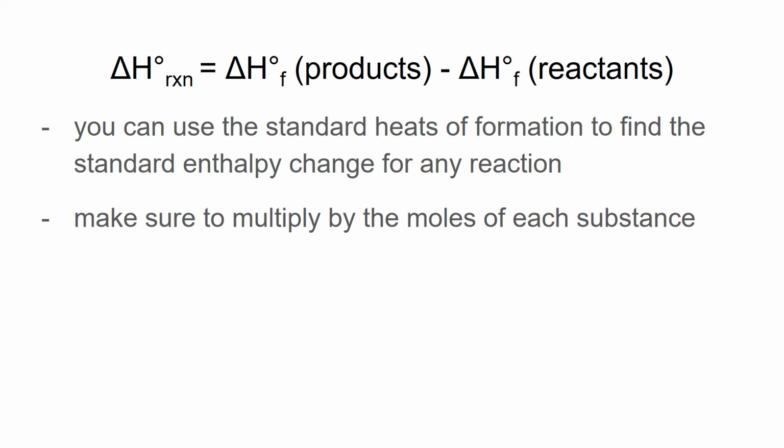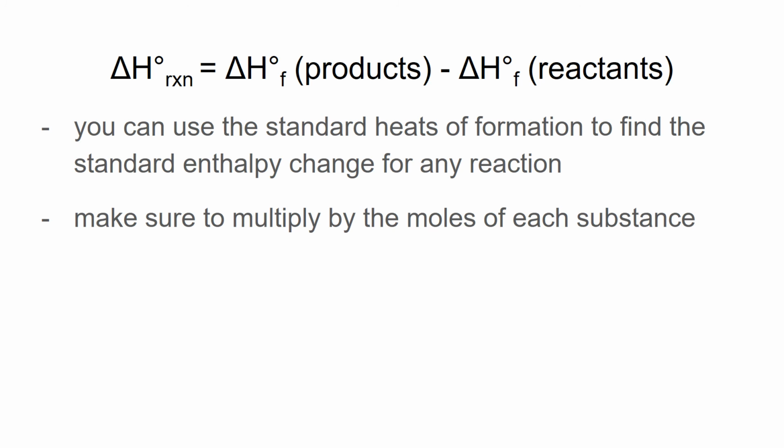So we can say the delta H of the reaction is equal to the delta HF of the products minus the delta HF of the reactants. So you can use standard heats of formation to find the standard enthalpy change for any reaction. Very important though, you're doing products minus reactants. You also need to make sure you multiply by the moles of each substance in the reaction.